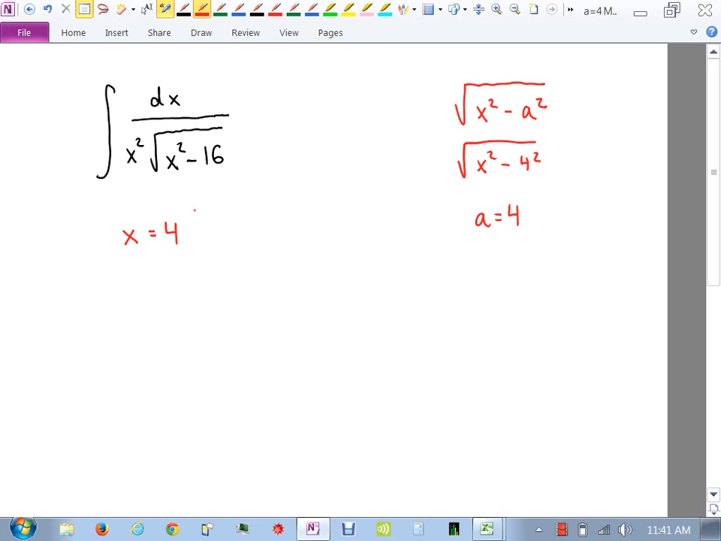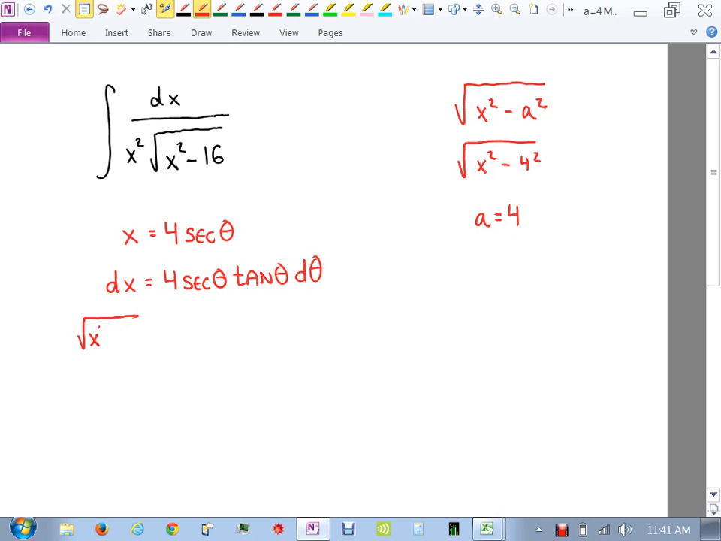All right, so what is it? A what? Secant theta. Next one. What do you do after this? dx. What's the derivative of that? Secant theta, tangent theta, right? d theta. Then skip all that other stuff.